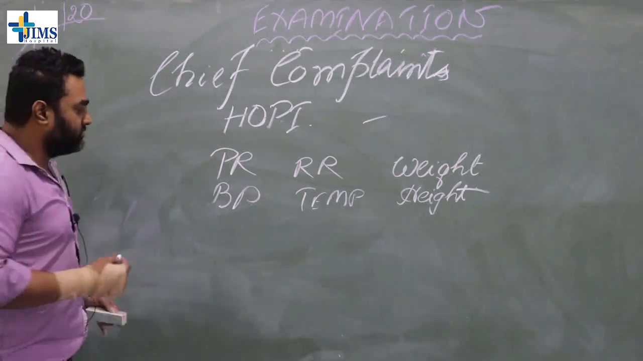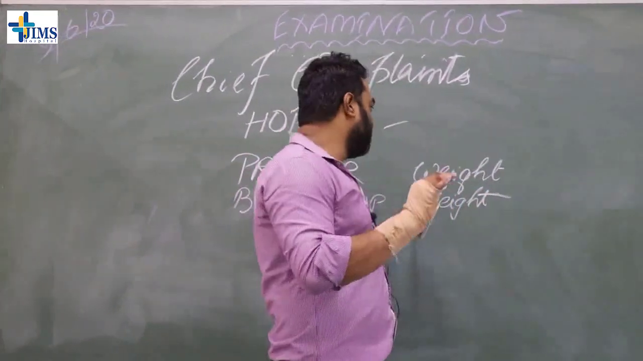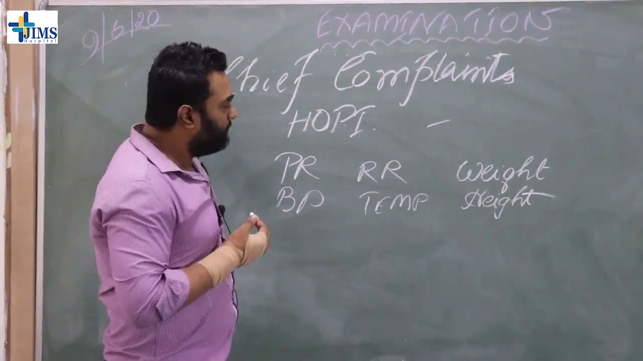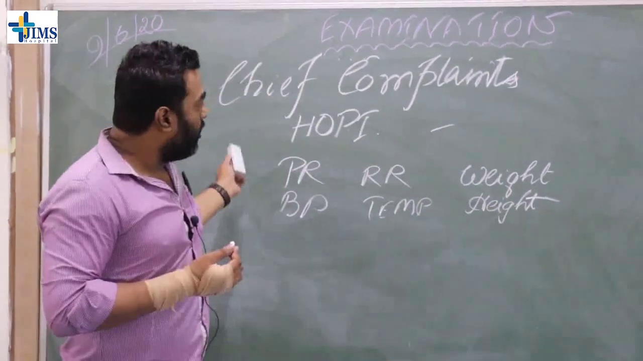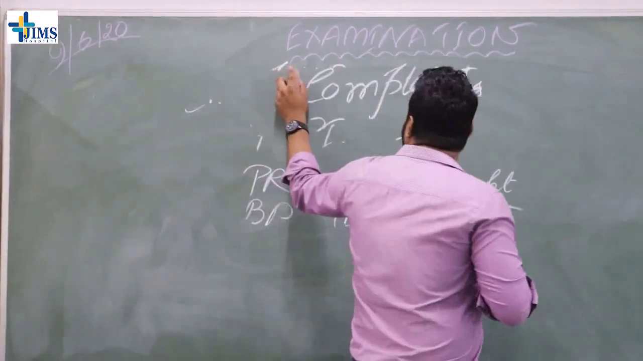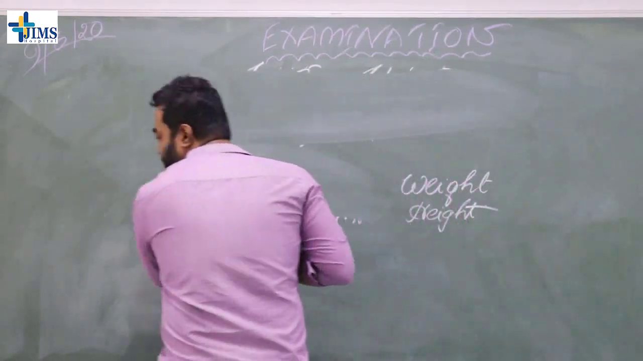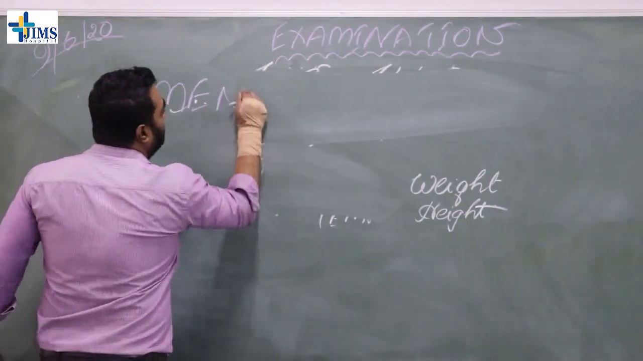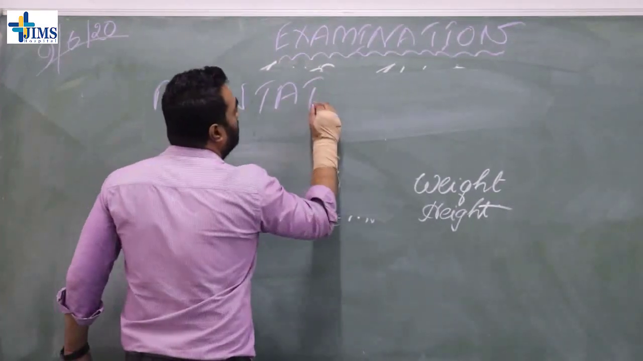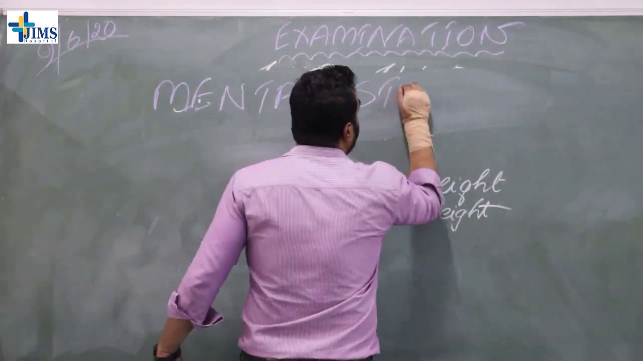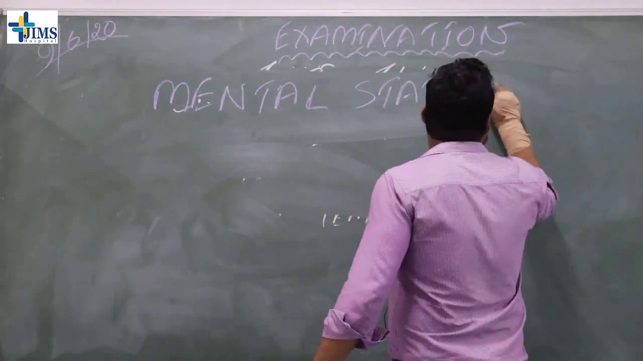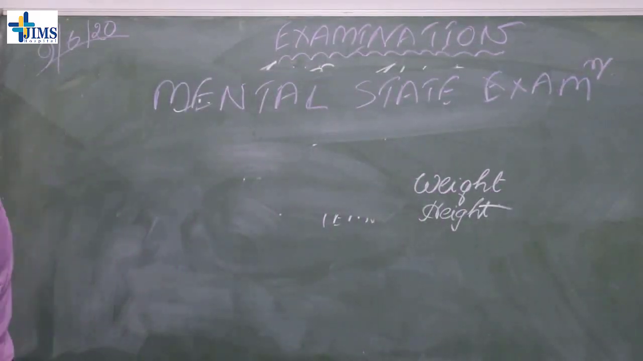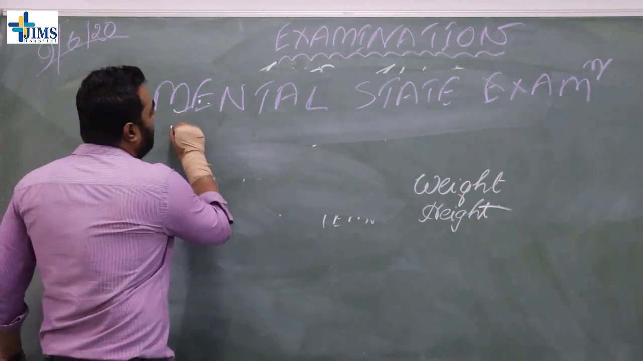Then you know the six things: pallor, icterus, clubbing. All these things that you have studied in medicine. Today we will come to the specificity of examination in a psychiatric patient. We should take all this history. Along with that, we need to take a mental state examination of a patient. This is what differentiates the history taking of a normal patient and a psychiatric patient.